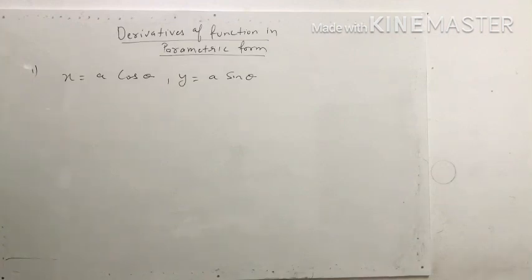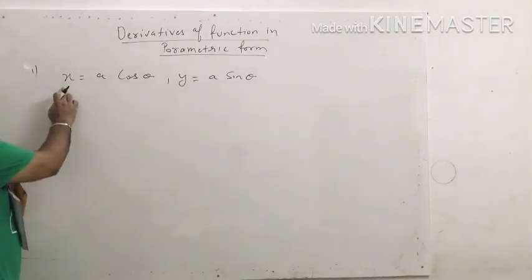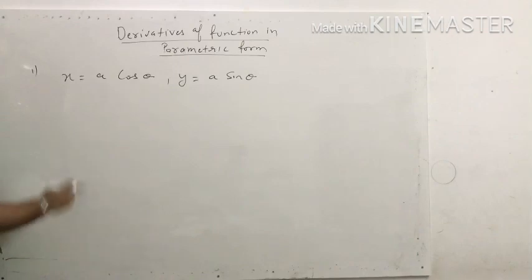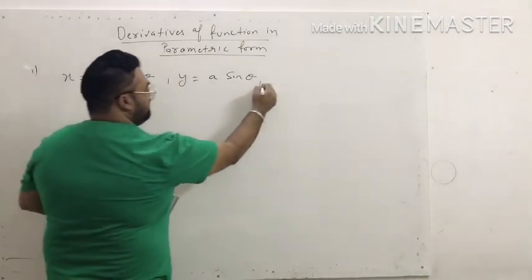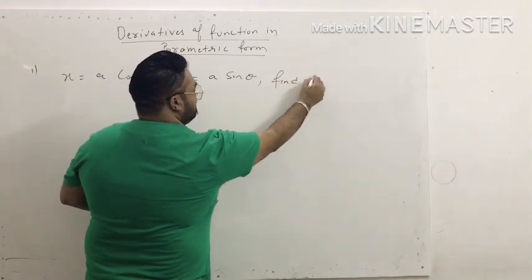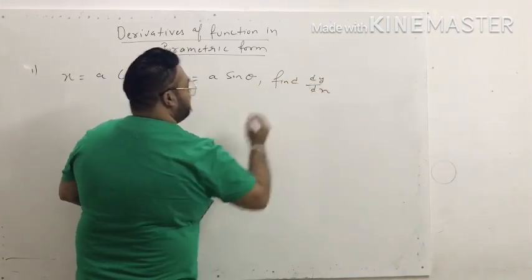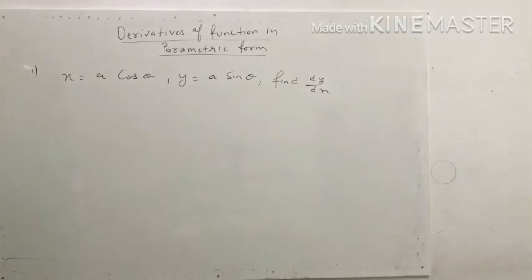Now there are two equations, in x form and in y form. X equals a cos theta, y equals a sin theta. The question is find dy upon dx. So this is the question. How can we solve this question?